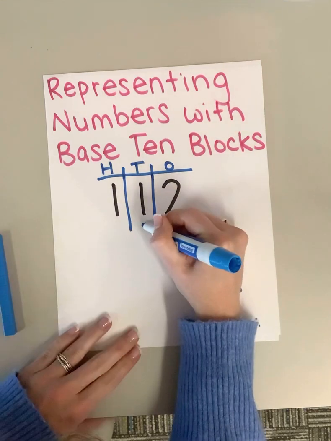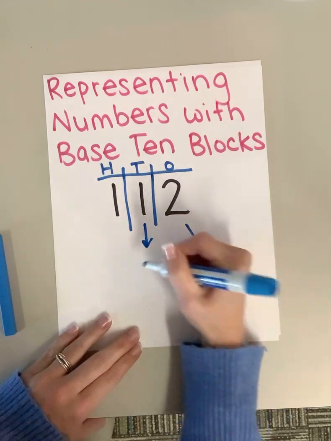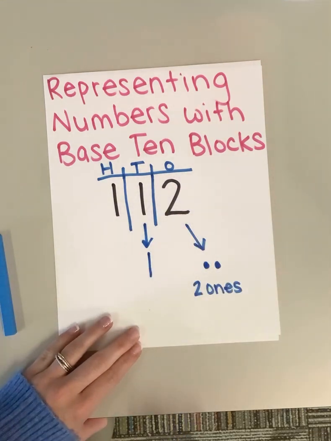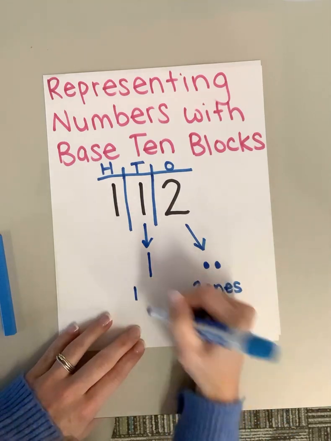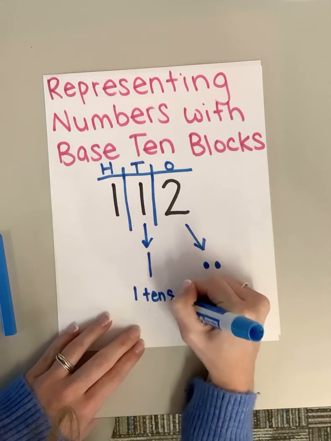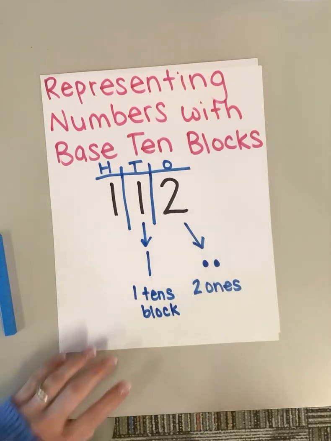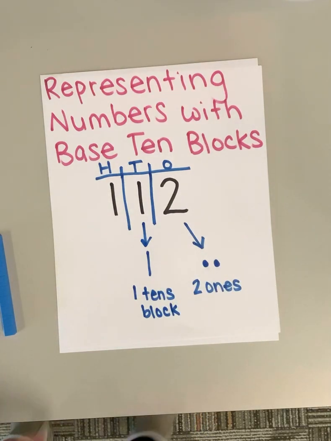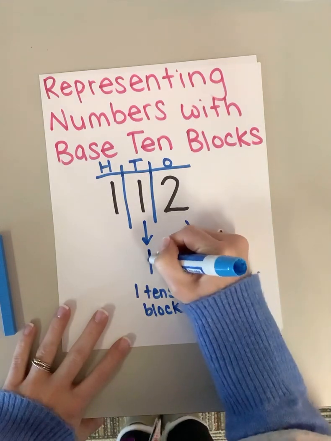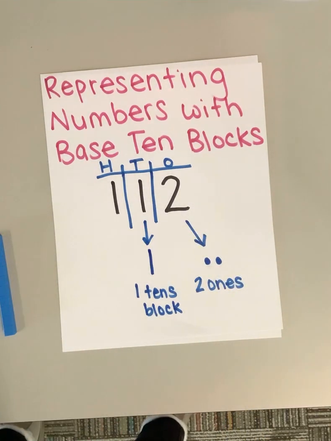So here I would need 1 tens block, or rod. And when we draw them, we draw a straight line, just like that.